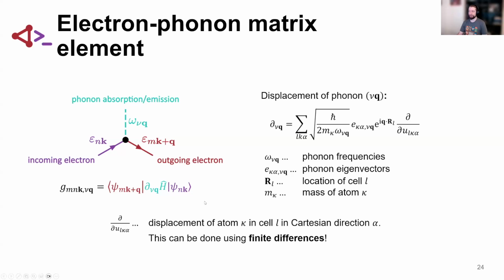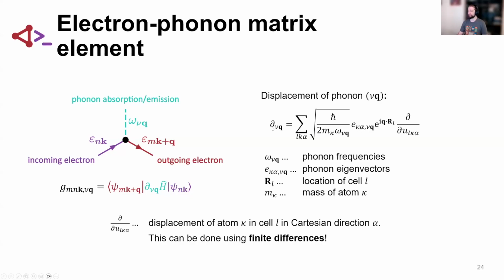And this matrix element is exactly how you would want to compute it. You have your Bloch states, initial and final, and you have the change of your Hamiltonian, or it will often just be the change of your Kohn-Sham potential. And this change due to a phonon mode, so we define this displacement operator here, delta nu q, is just written as a linear combination of individual atomic displacements modulated with some phase and the phonon eigenvectors.